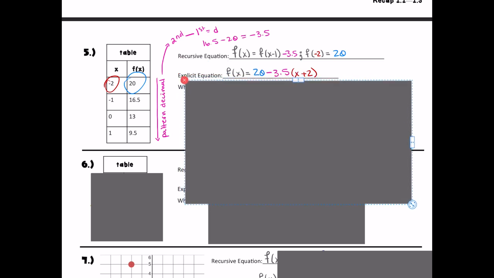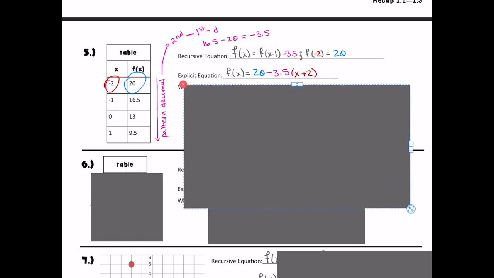Then we write our explicit. So f of x equals 20 minus 3.5 times x plus 2. And again, we always want to do the opposite of our start time. Always, always, always. For the explicit only, though. The recursive, you just copy and paste. Explicit is the only time you do the opposite.